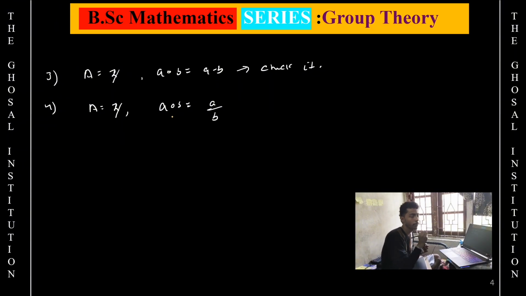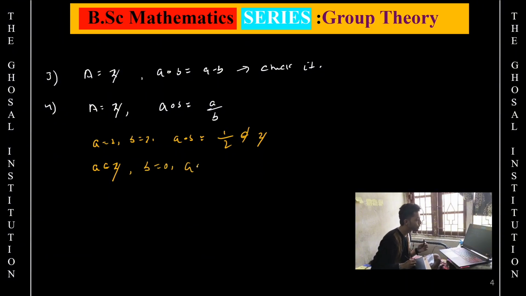You can take any example. If you choose A equals 1 and B equals 2, then A compose B, that is A by B, is 1 by 2, which is not in Z. Very obvious. It's also obvious if you take A as any element of Z and B as 0, then A compose B is A upon 0, which is not in the set Z. That is undefined. So this is not a binary composition.